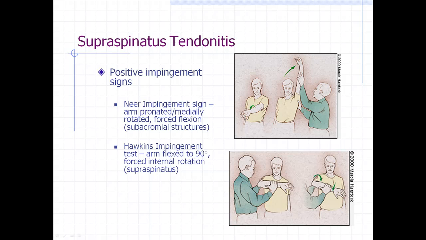Hawkins or Hawkins-Kennedy impingement test is where the glenohumeral joint is held at 90 degrees of flexion, and it is then forcibly internally rotated. Again, as we can see in this bottom diagram, we're looking for pain in the subacromial space and/or weakness. These are non-specific tests for subacromial impingement, so it could be anything like supraspinatus tendinopathy, long head of biceps tendinopathy, and subacromial bursitis.